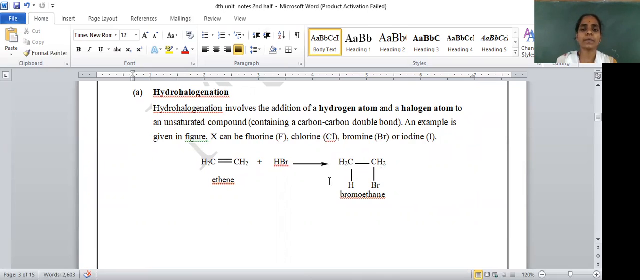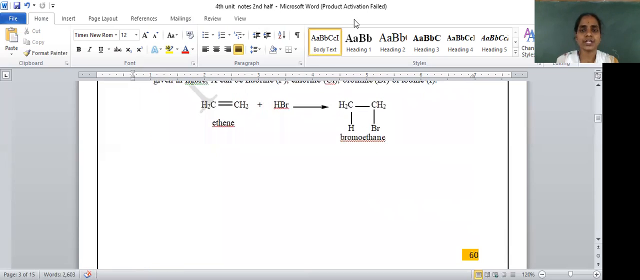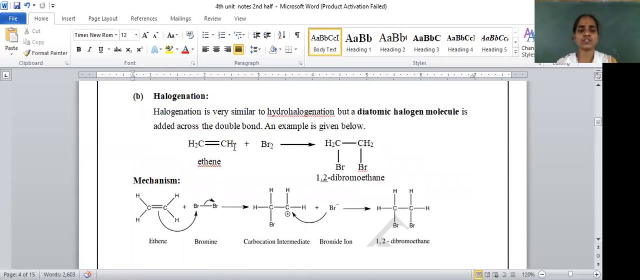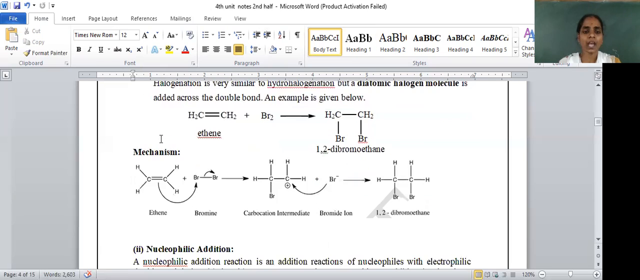The new sigma bond is formed with a hydrogen and a halogen atom. We can even substitute the bromine with fluorine, chlorine or iodine also. So that is hydrohalogenation. And next is halogenation, simple halogenation. Where the pi bond is breaking, there is the addition of bromine. So two bromines are added, and 1,2-dibromoethane is forming. The pi bond is breaking and a sigma bond is formed with the bromine. This is the mechanism involved in halogenation.